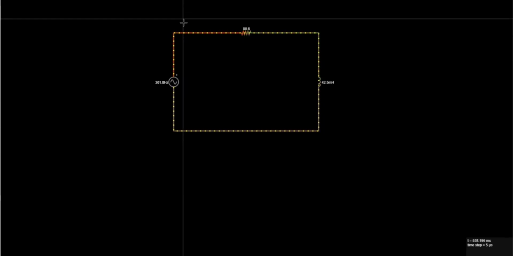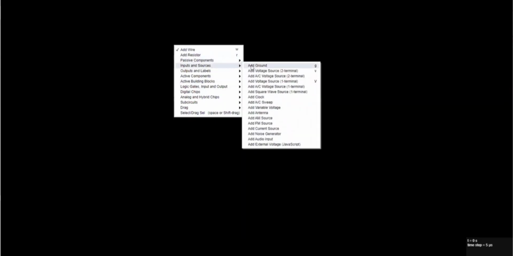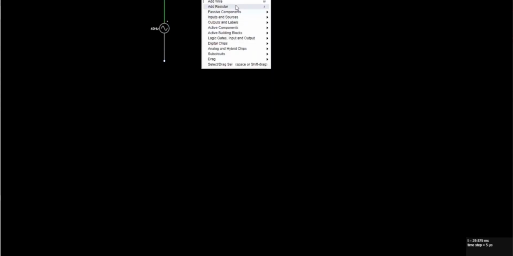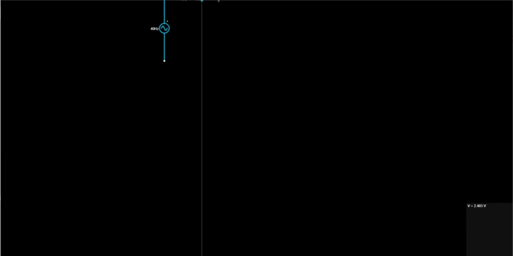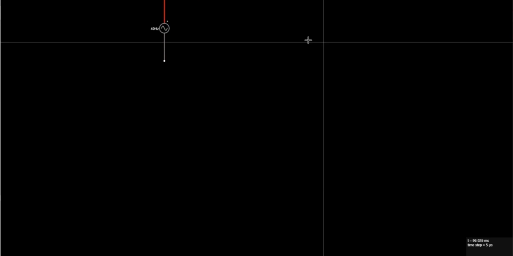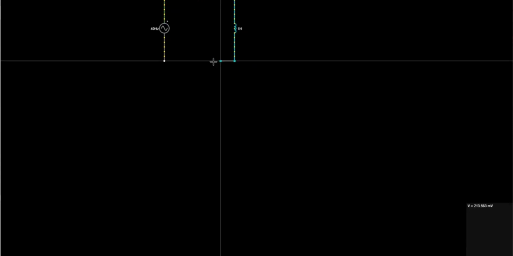So I'm going to just start all over. Circuits, blank, and then I'm going to right click, inputs and sources, add AC voltage source to terminal. There you go. Right click again, add a resistor. Right click again, passive components, add an inductor. Finally, right click one more time, add a wire, and close the circuit.